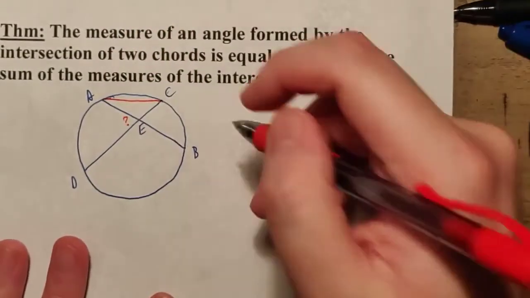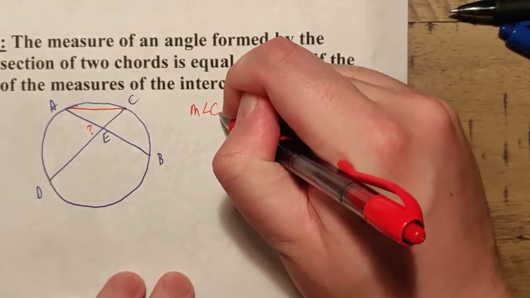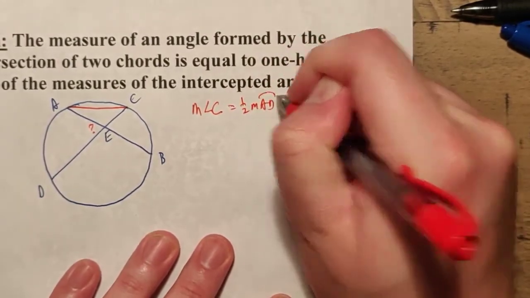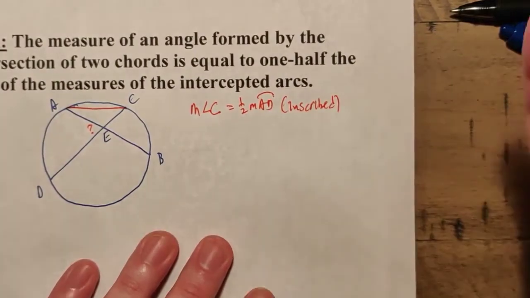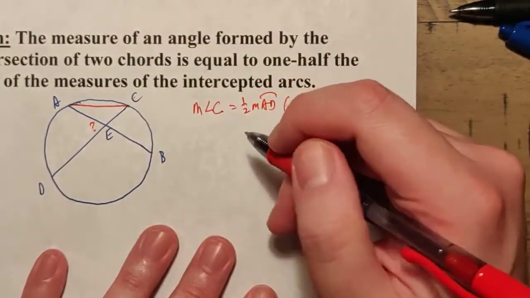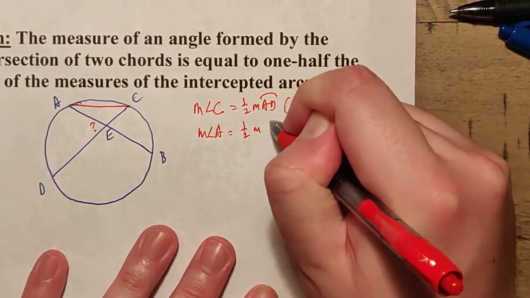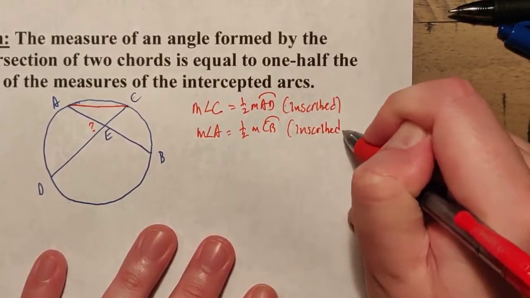We're drawing chord AC. So notice how in this situation, we know that the measure of angle C, in this case here, is going to be 1/2 the measure of arc AD, right? It's an inscribed angle. So we know that's going to be the case here. Similarly, we can do the same thing on the other side here. So we know that the measure of angle A is going to be 1/2 the measure of arc CB here, which is, again, inscribed. Okay?